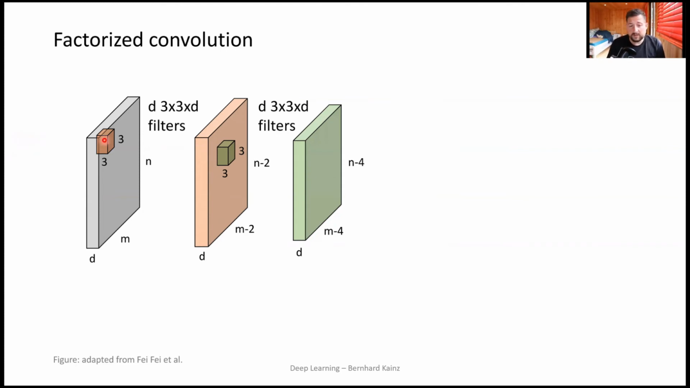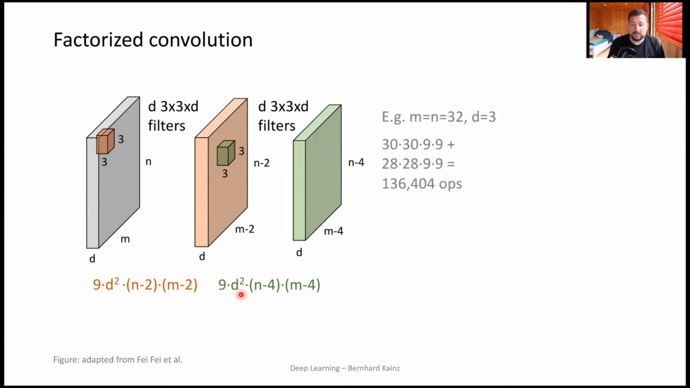If you look in detail here, the 3 by 3 filter, of course, eats just one pixel off each side of the input. Then I end up with n minus 2 and m minus 2. Then I eat another pixel off each side, so I end up with n minus 4 and m minus 4. Complexity in this case is 9 d squared times n minus 2 times m minus 2, and the same again with n minus 4 times m minus 4, because 3 by 3 is 9, right? So in our concrete case, this is just 160,000 operations. So I saved a quarter by just doing this.